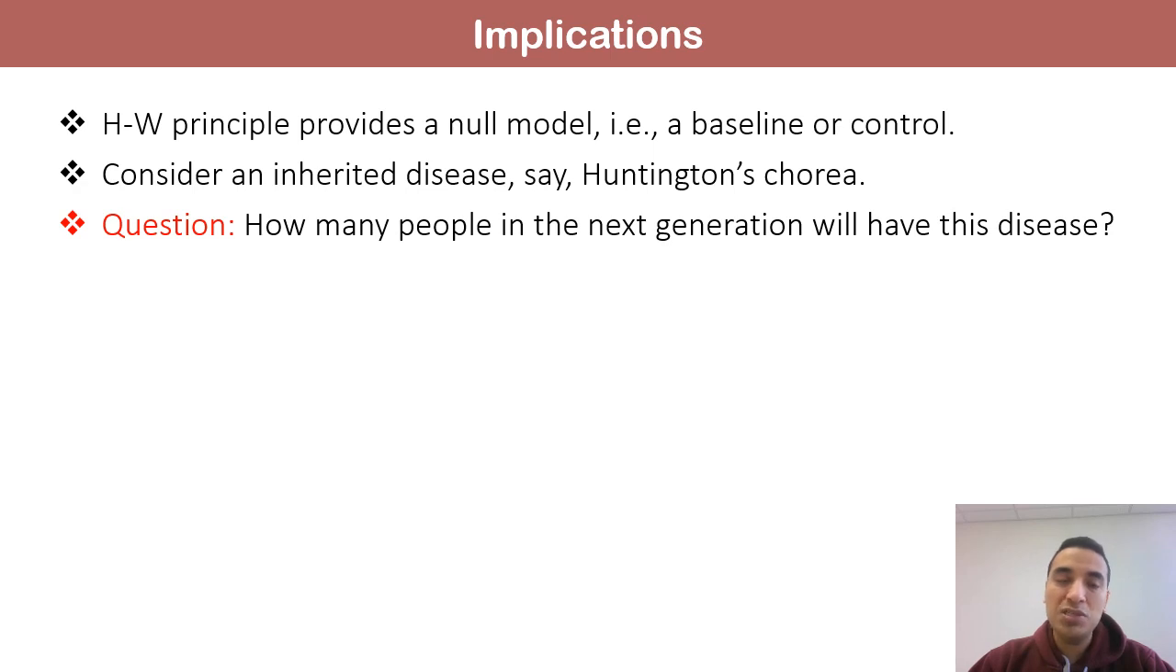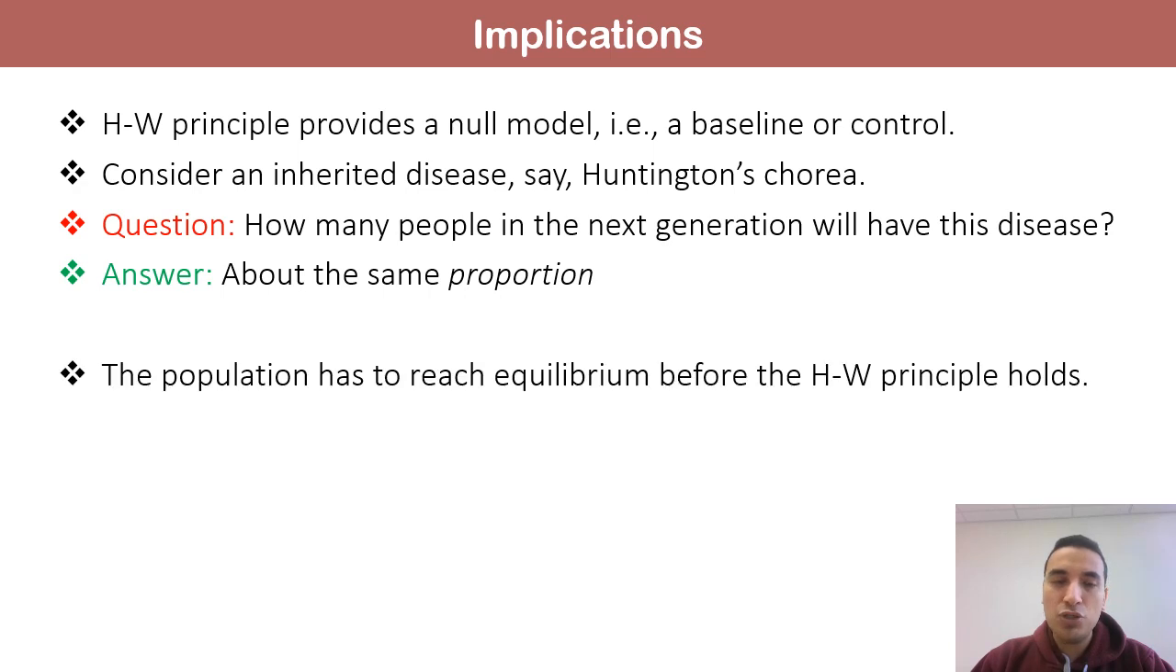How? Because Hardy-Weinberg principle says that the proportion of people with this genotype is going to be about the same in the future, right? Not the number, about the same proportion. So people can decide how many hospital beds to prepare for people with Huntington's chorea in, say, 25 years, so the next generation.